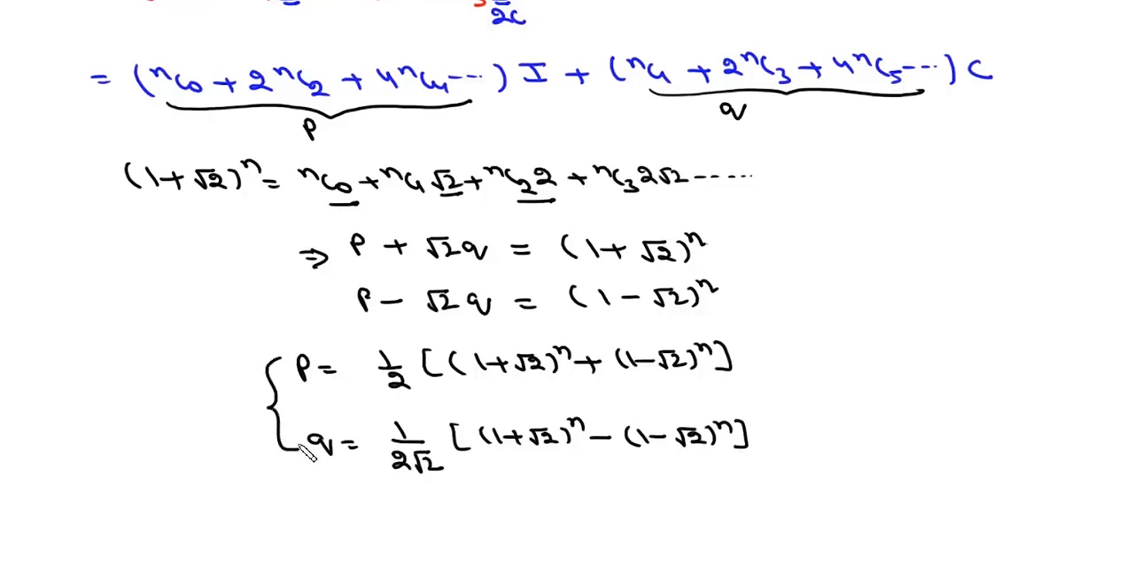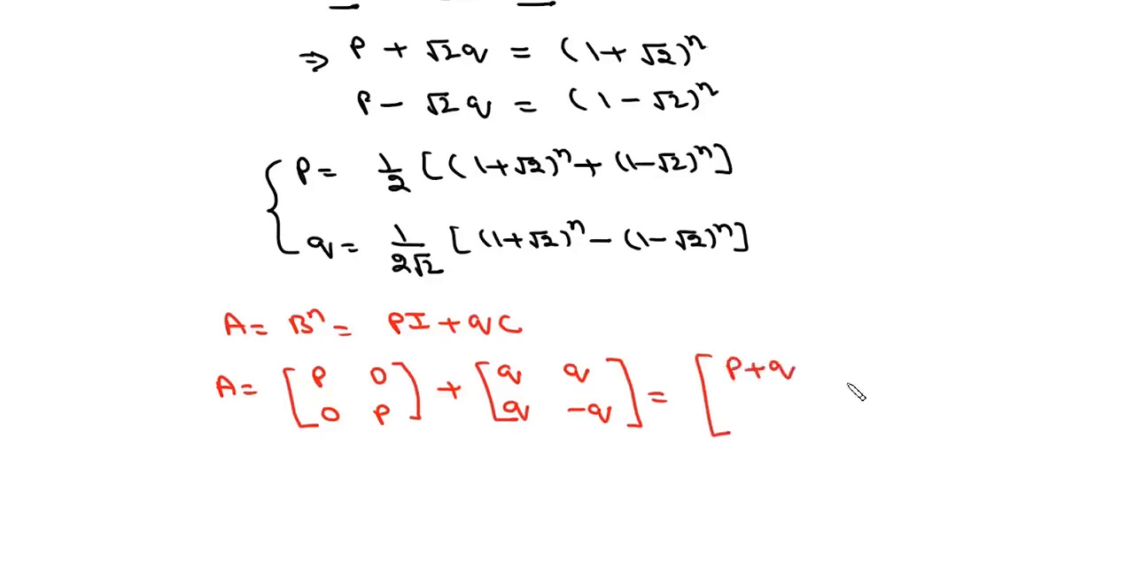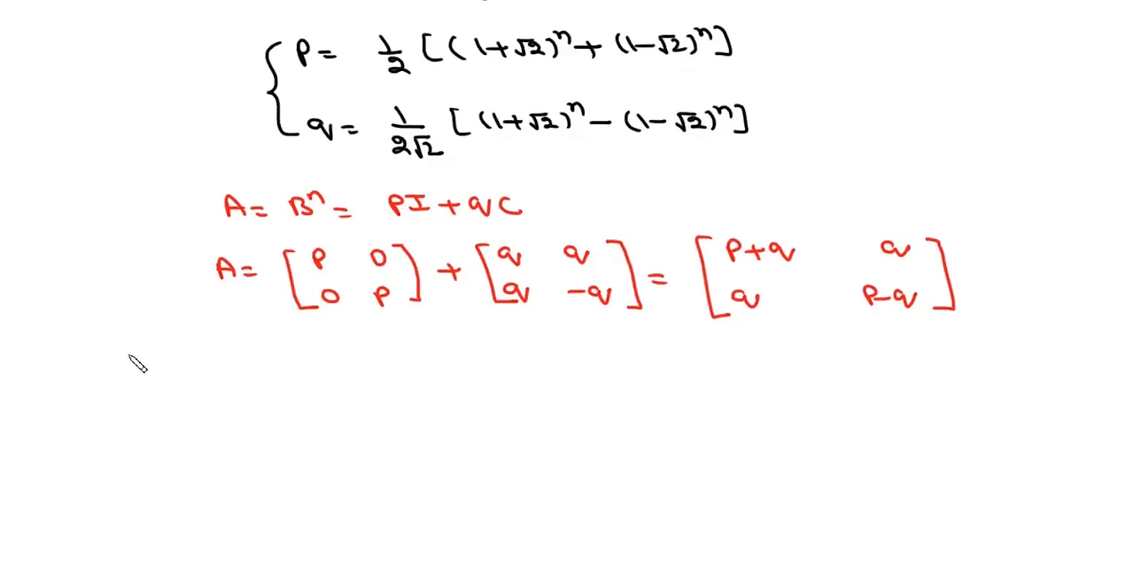So now we have worked out the values of P and Q. So basically we can write A, which is B to the power n, as PI plus QC. So this A will be P0, 0P plus Q into C. Now C was 1, 1, 1, minus 1. So there will be Q, Q, Q, minus Q. So this A will be P plus Q, Q, Q, and P minus Q. Now it says we need to find this limit, n tends to infinity, A12 upon A22, and it's given that this is equal to L. Now A12 is first row second column, which is this Q, and A22 is P minus Q.